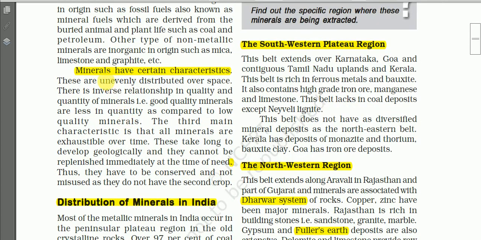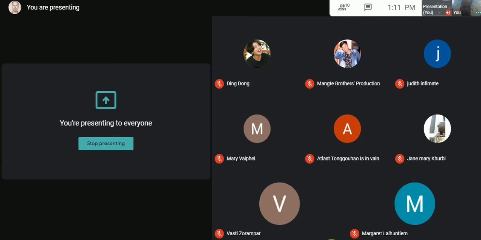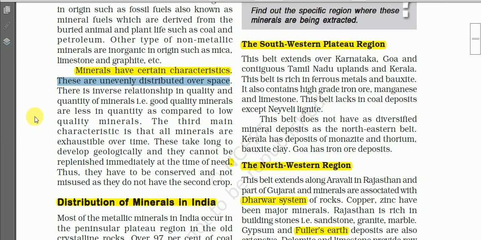And let us read this paragraph. Minerals have certain characteristics. So number one, these are unevenly distributed over space. That means minerals are unevenly distributed over space. That means in some areas we find rich resources, rich minerals, whereas in other areas we don't find minerals. In some areas we find plenty, in abundance. In other areas we don't find, or there is scarcity.